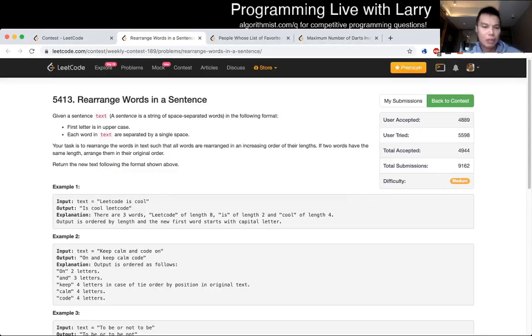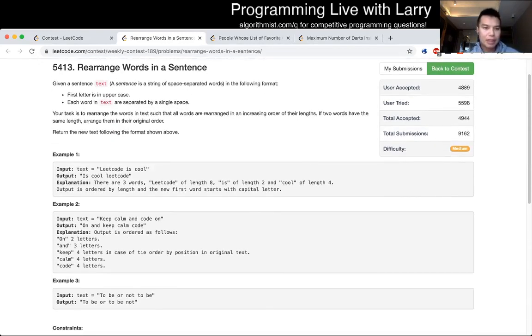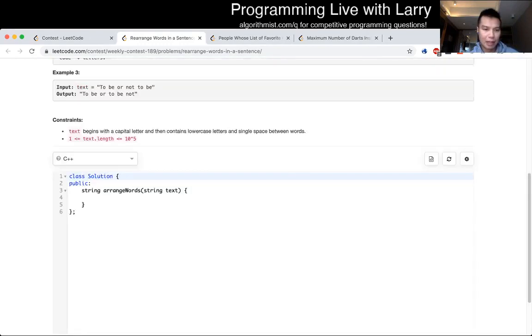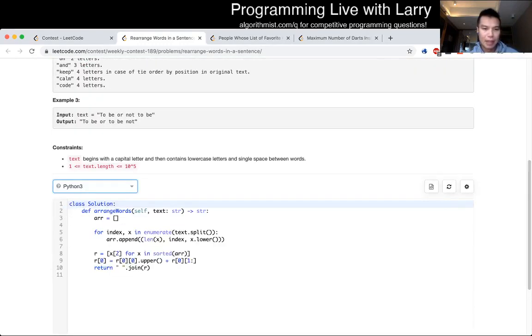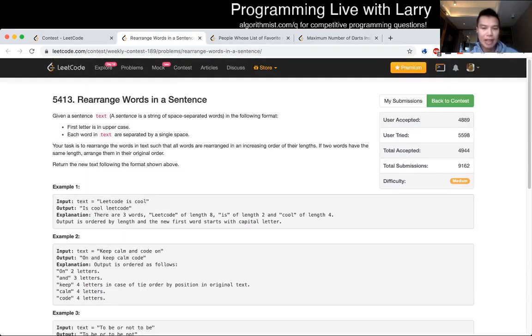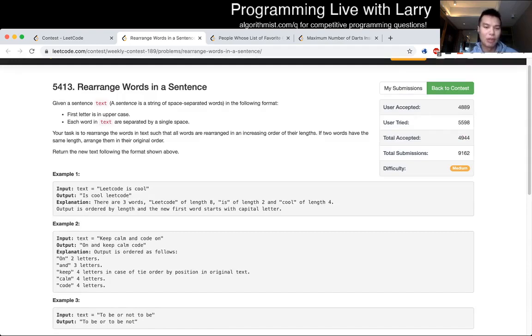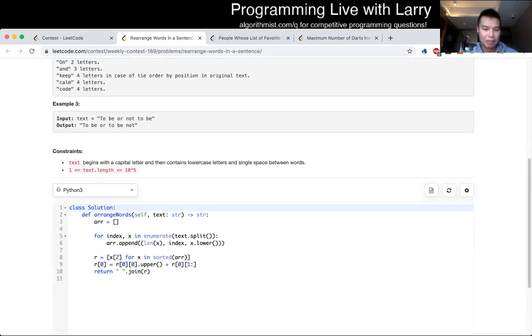Q2, rearrange words in a sentence. Yeah, for this one, it's just sorting. It's sorting by the length of the string, and then if there's a tiebreaker, you sort it by which word appears earlier. So that's what I did. I sort by the length and then the index of the word.